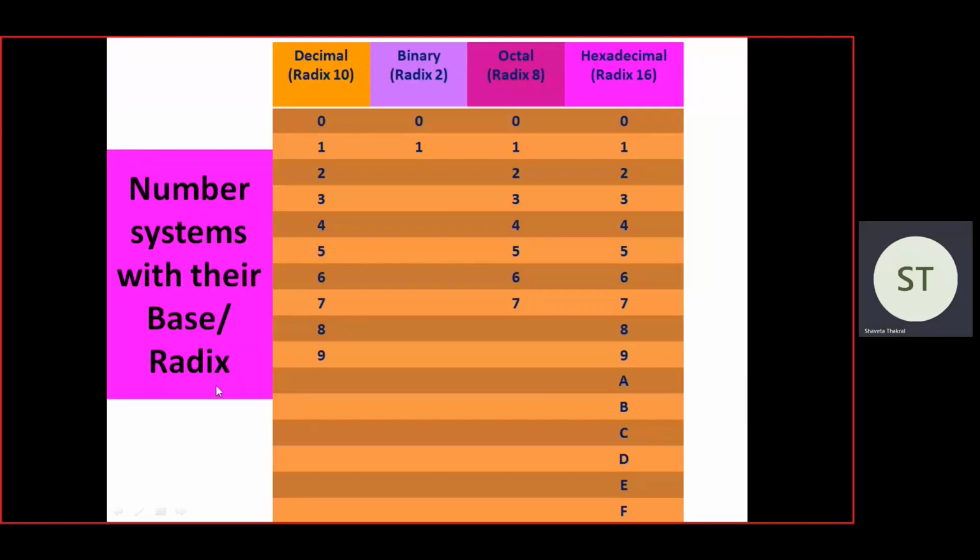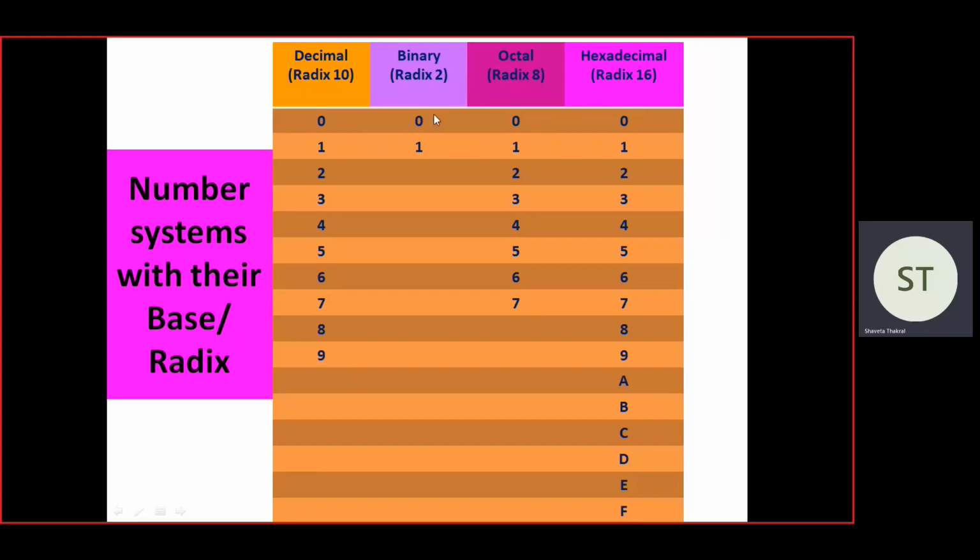So we can see here the various number systems with their base or radix. For example, the most commonly used one, the decimal number system, has radix 10, and the unique digits defined here are 0 to 9: 0, 1, 2, 3, 4, 5, 6, 7, 8, 9. We are all familiar with the decimal number system. The other number systems are binary, octal, and hexadecimal. As we have discussed, the base or radix of the binary number system is 2, for the octal number system it is 8, and for the hexadecimal number system it is 16.